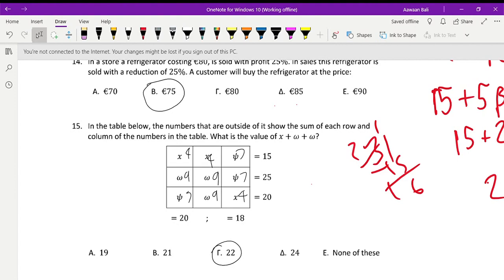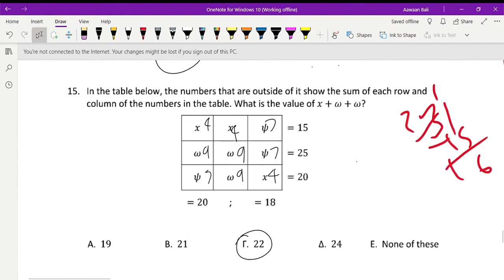Now, in the table below, the numbers outside of it show the sum of each row and column of the numbers in the table. What is the value of x plus omega plus omega? Okay, so the values are listed here already. It's 4, 4, 7, and 9.